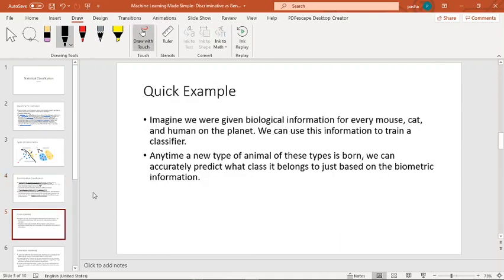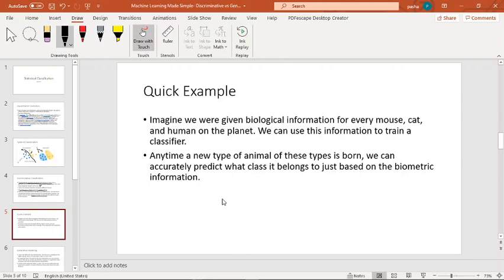Next, just a quick example, just helping you think of that. If we take the information of every mouse, cat, and human, we can use this information as our training set. And then any time a new type of either mouse, cat, or human is born, we can input their biometric information to predict which class they belong to.